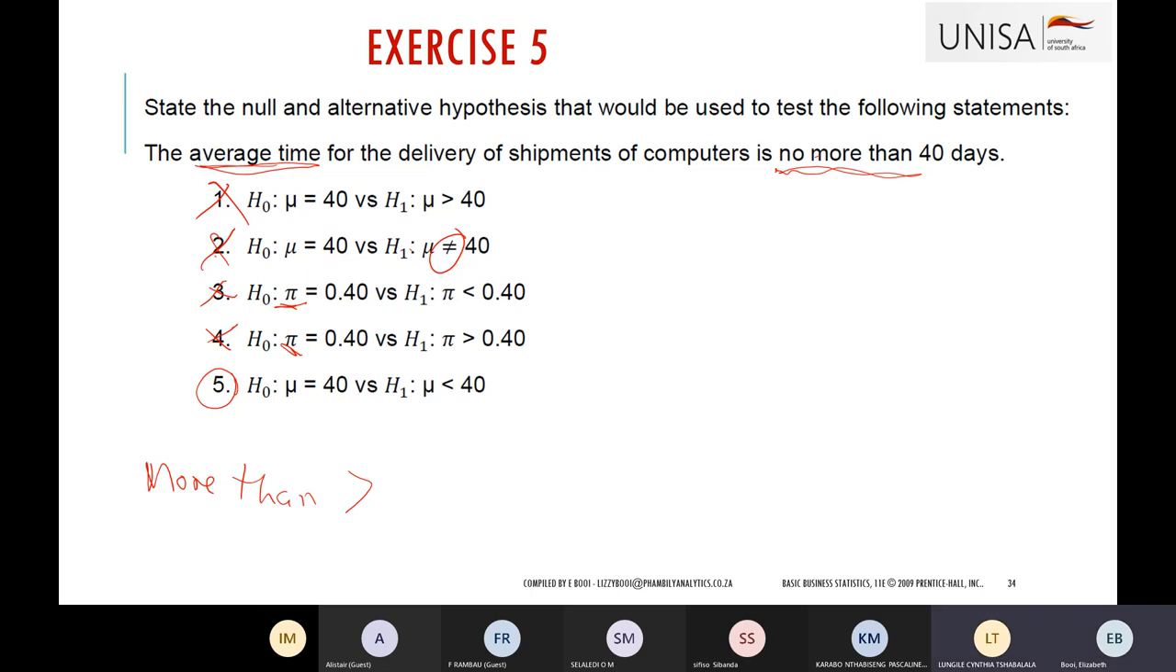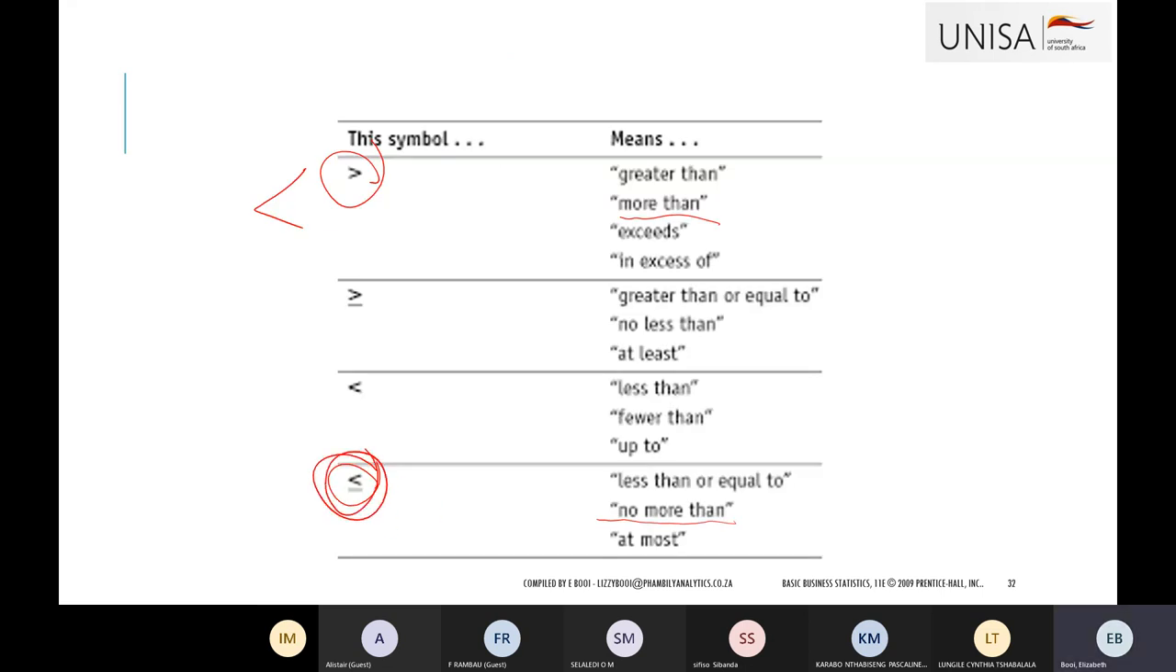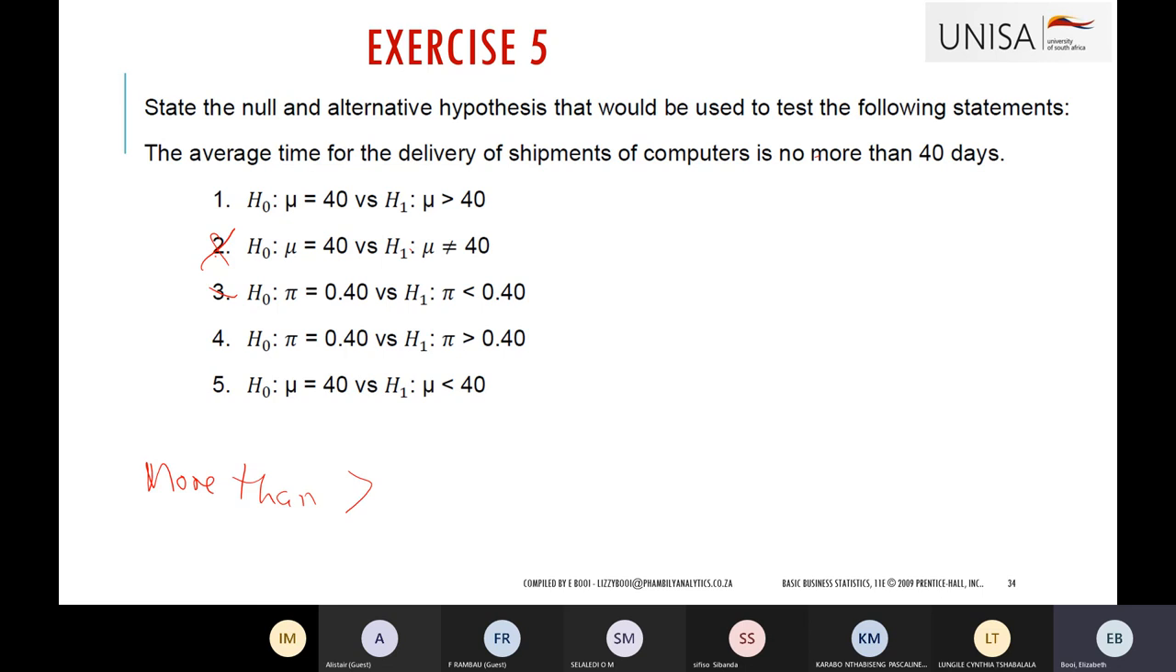But even if this was a no more than, no, it's not number five. Not number five. More than is that. No more than has an equal sign to it. We need to be very careful. Okay, I think my brain is also tired and it makes me rush things.